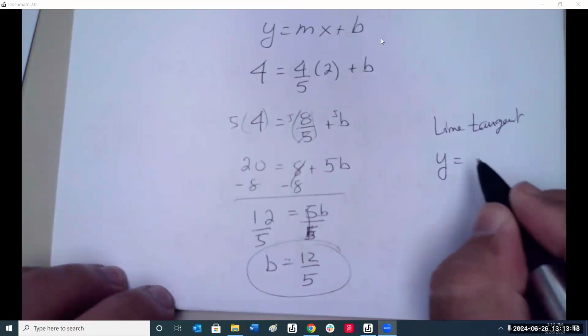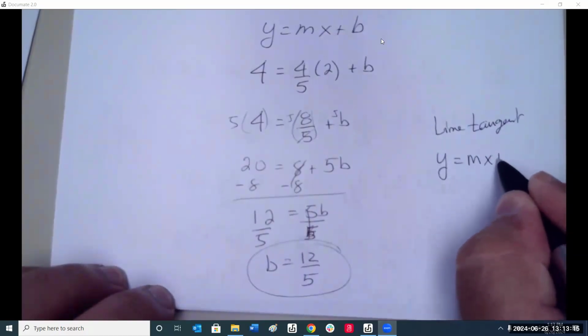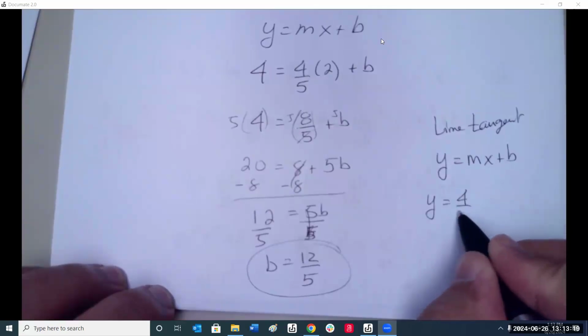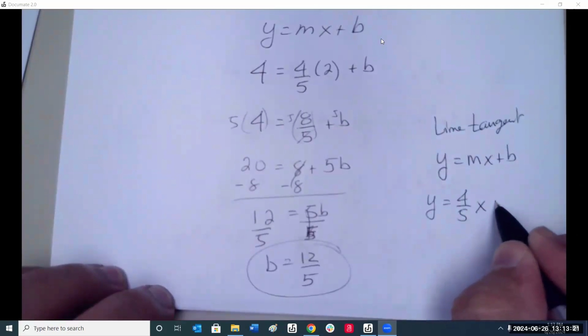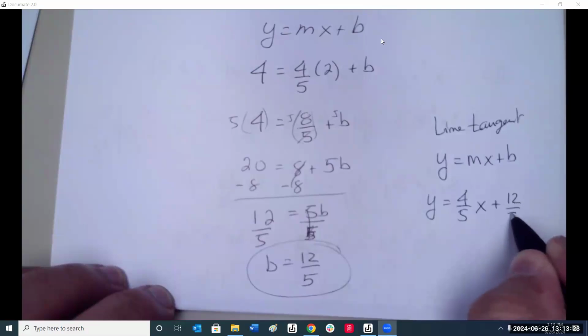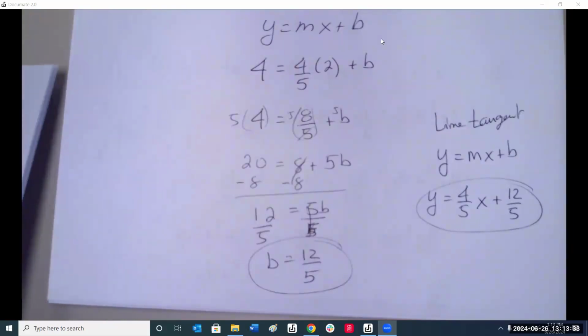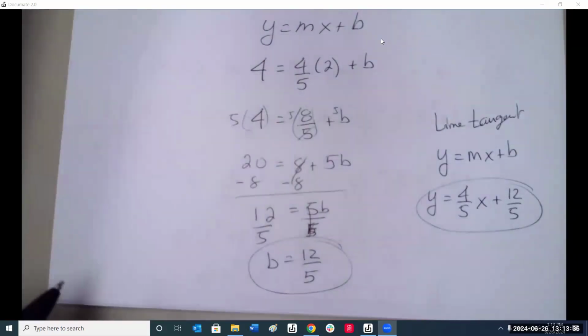So the equation of the line tangent is y equals 4 over 5x plus 12 over 5. So that's the tangent one.